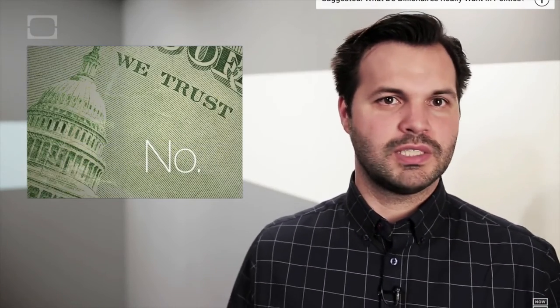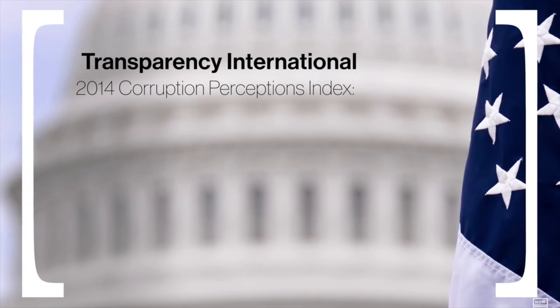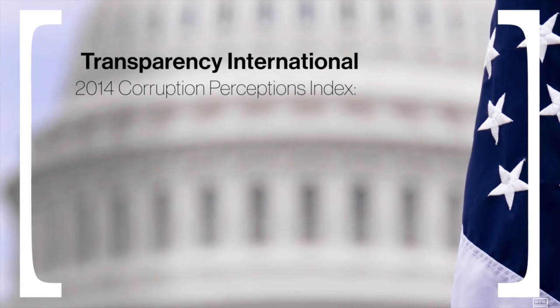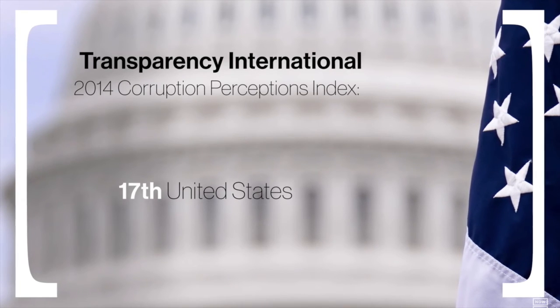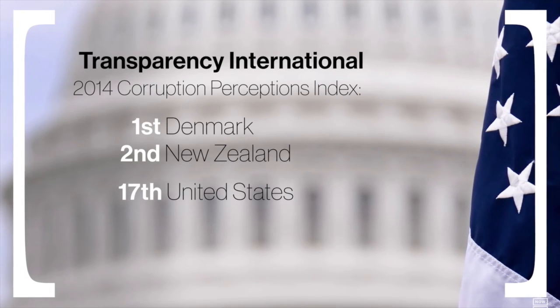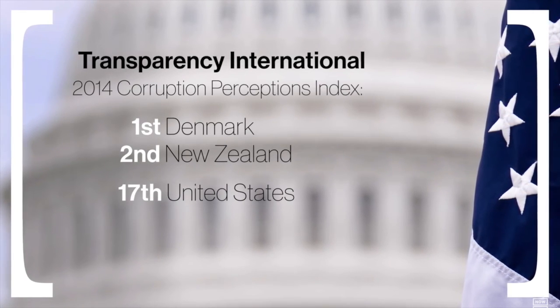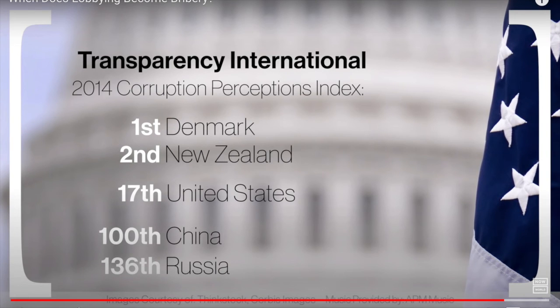No. Comparatively speaking, the U.S. isn't all that bad. Transparency International, a non-governmental, nonpartisan organization which ranks corruption, has the U.S. listed as 17th on their list in 2014, behind Denmark and New Zealand, but still well above other nations like China and Russia.